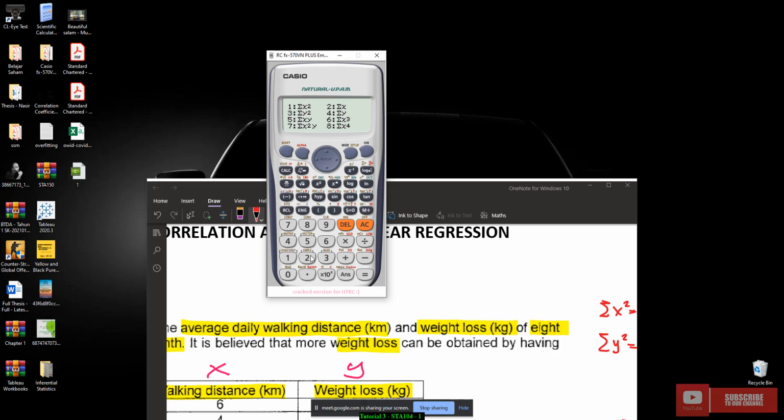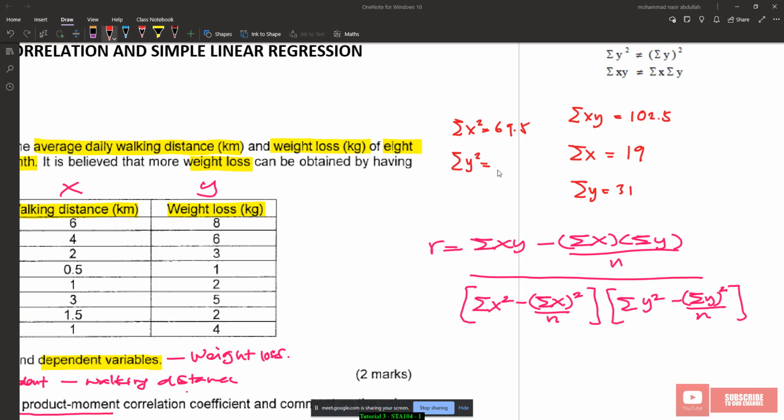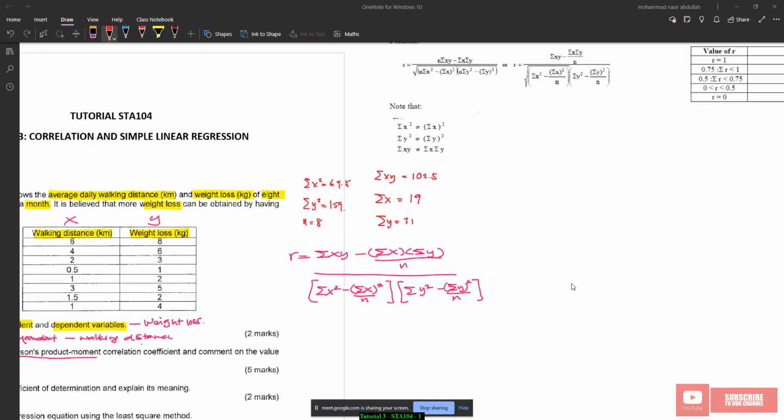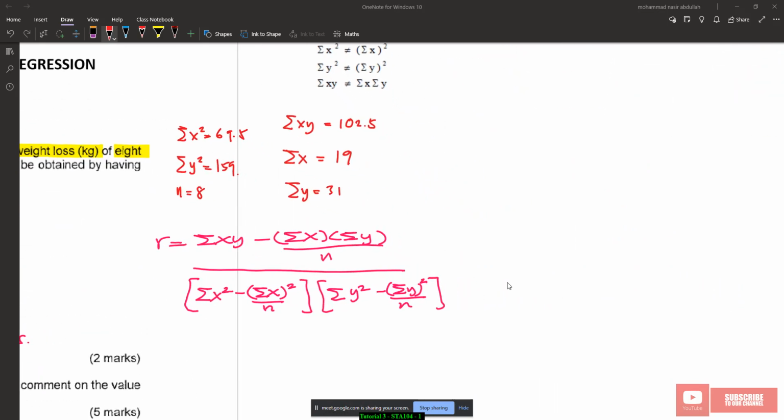Summation of y squared is number 3, so 159. So once you already got the value, we know that n is equal to 8, right? Once you got the value, we just plug into the formula, to get the marks. You just need to plug into the formula.